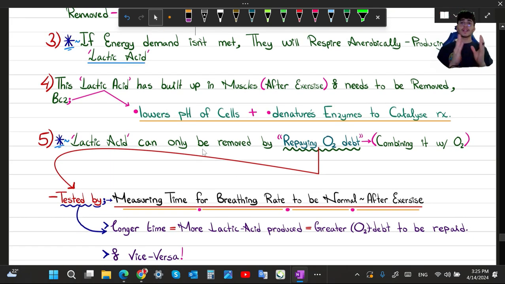So how do we remove this lactic acid and prevent lowering the pH and denaturing the enzymes? We do this by repaying oxygen debt. Repaying oxygen debt means we combine it with oxygen.